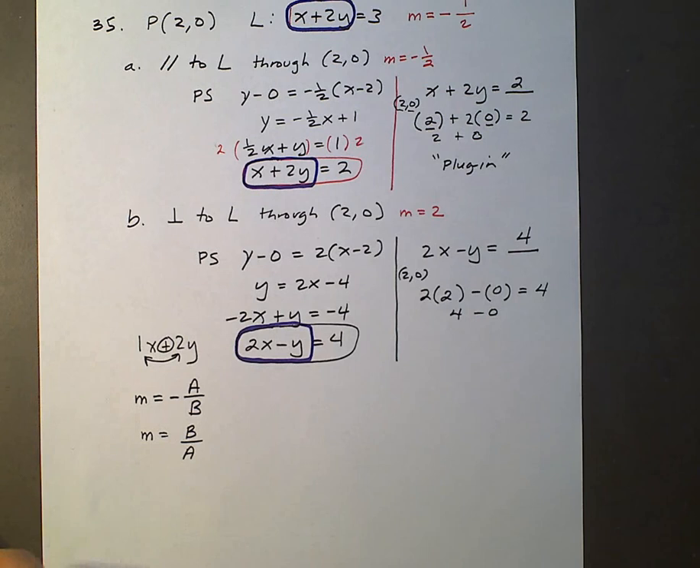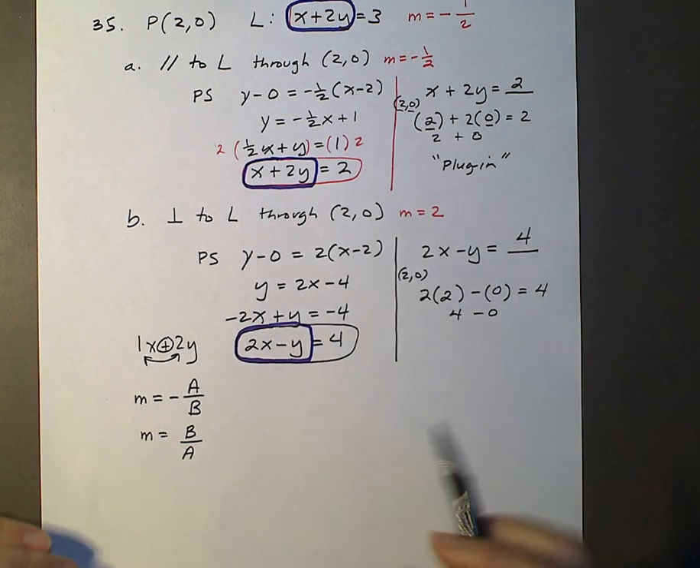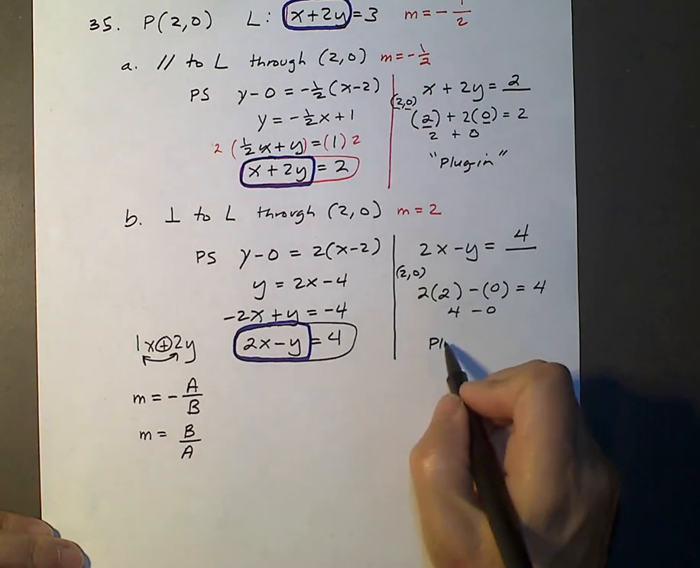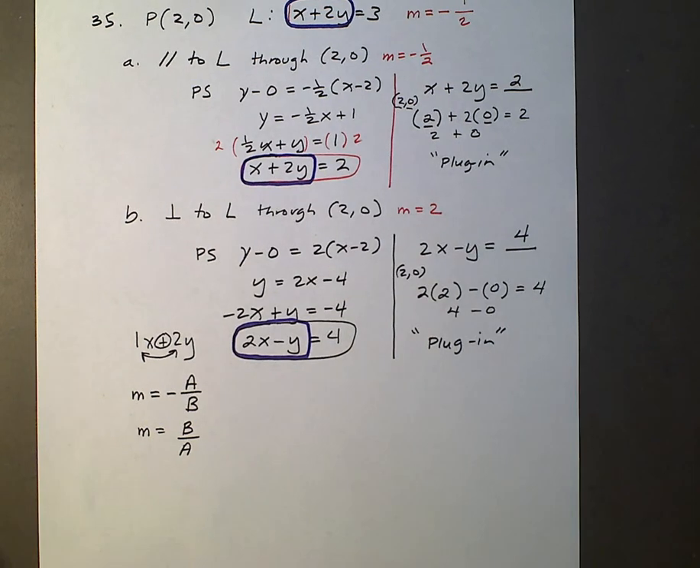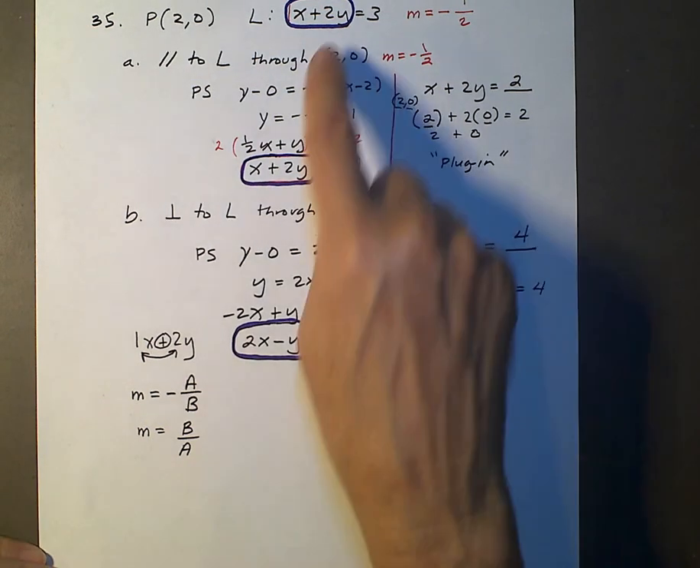Okay, that's it, showing both using point-slope form, and in this case you have enough information to use this plug-in method once you understand this pattern of standard form.